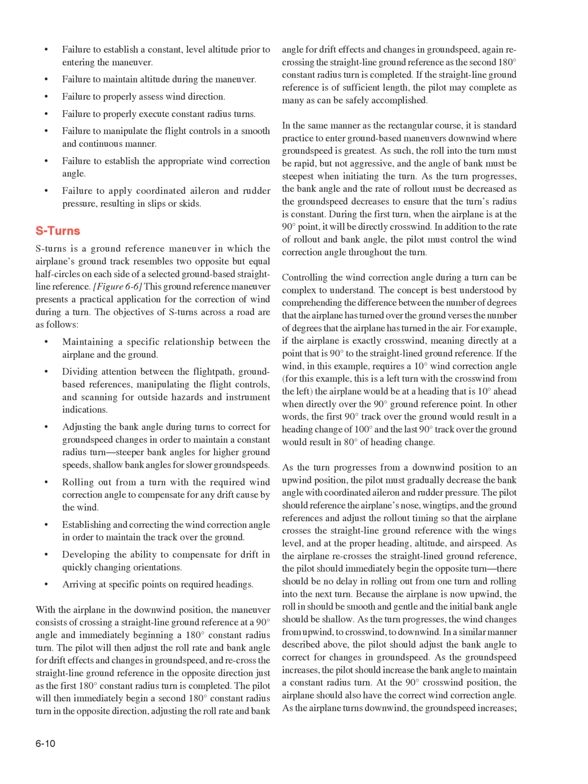The objectives of S-turns across a road are as follows: maintaining a specific relationship between the airplane and the ground, dividing attention between the flight path, ground-based references, manipulating the flight controls, and scanning for outside hazards and instrument indications. Adjusting the bank angle during turns to correct for ground speed changes in order to maintain a constant radius turn, steeper bank angles for higher ground speeds, shallow bank angles for slower ground speeds. Rolling out from a turn with the required wind correction angle to compensate for any drift caused by the wind.